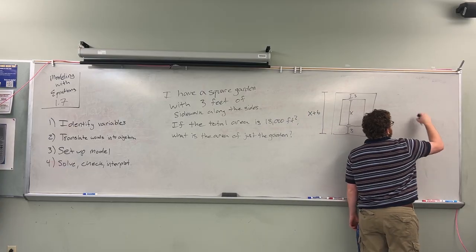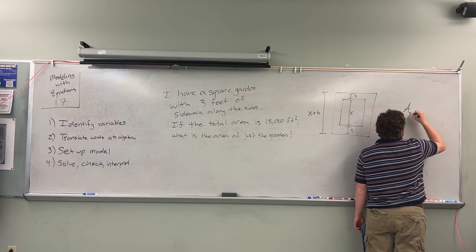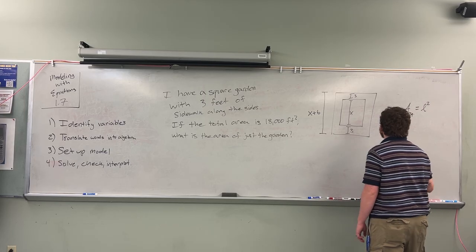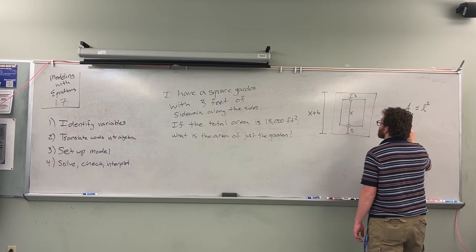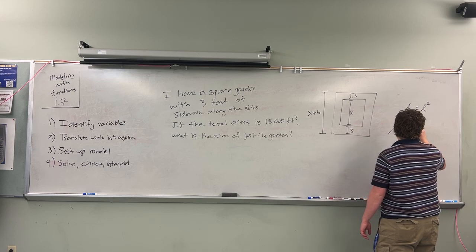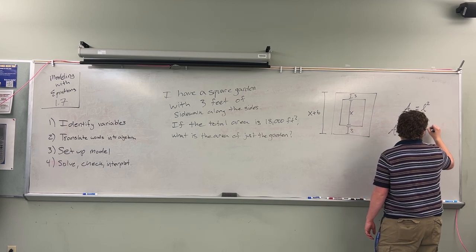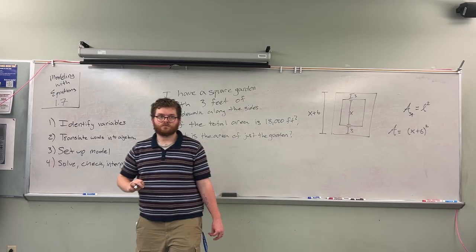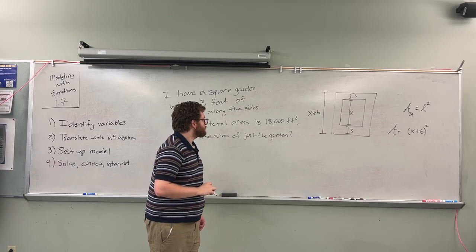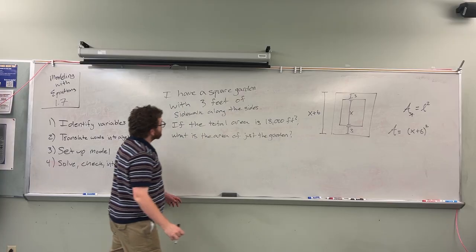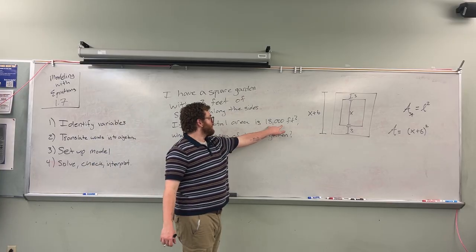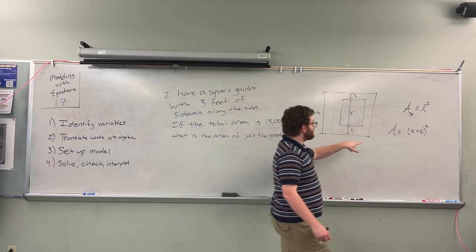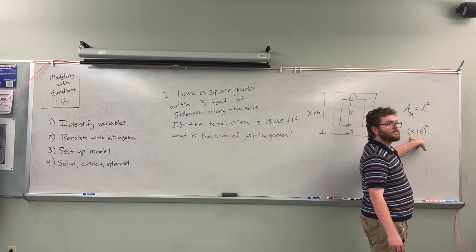And remember that area of a square is equal to just the square of the length. So this whole area is equal to x plus 6 squared. Well, I'm told what the entire area is. It's this 18,000 right here. So 18,000 has to be equal to this.